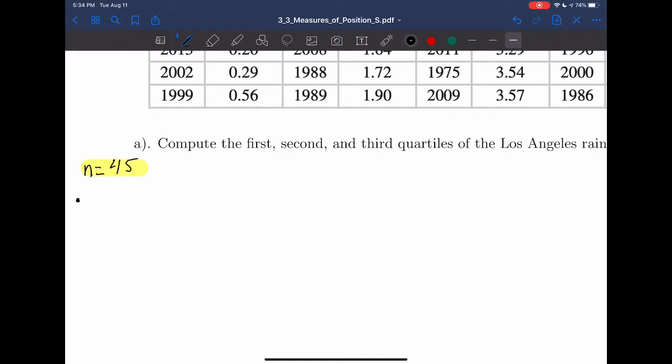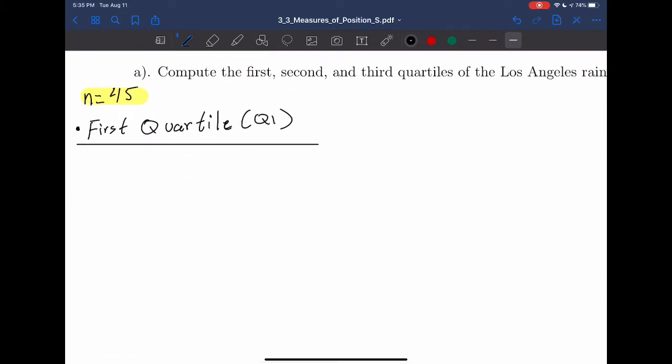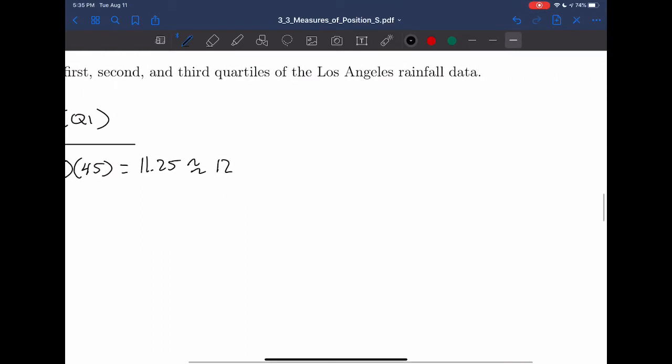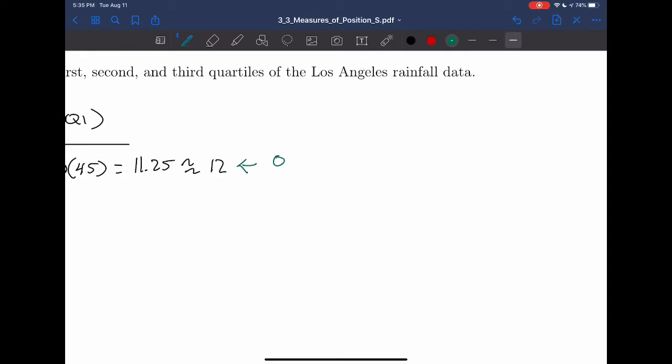Next, you want to compute the first quartile, or Q1. To do that, you compute L, which is 0.25 times N. If you do the math, this gives you 11.25. Since this is a decimal, we have to round up to the next whole number, which is 12.